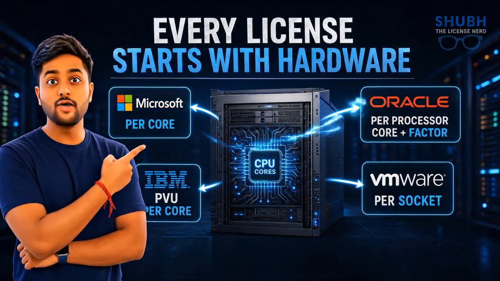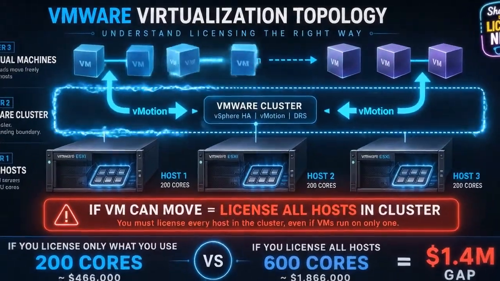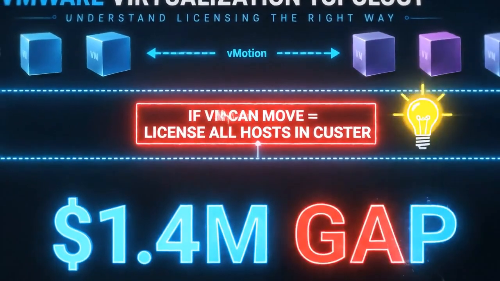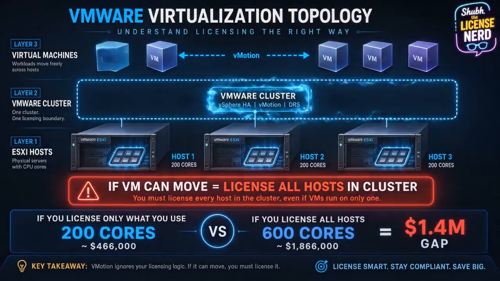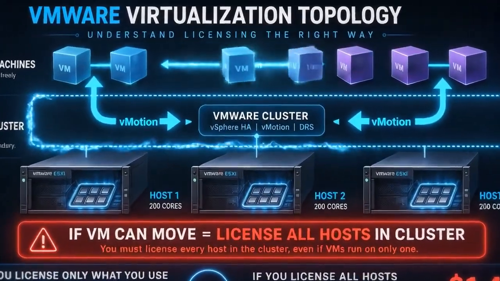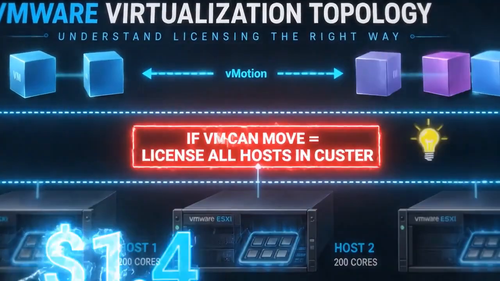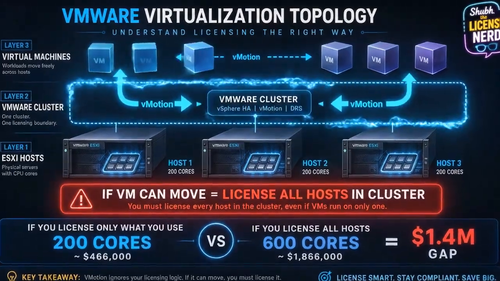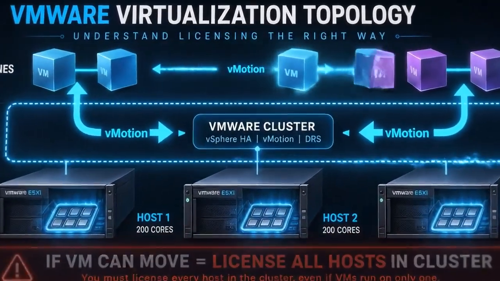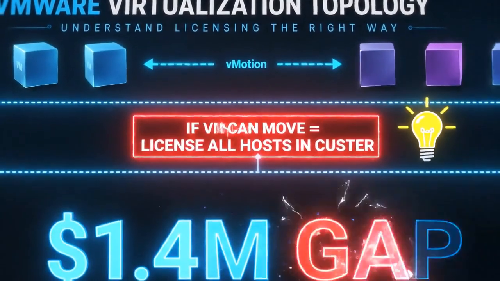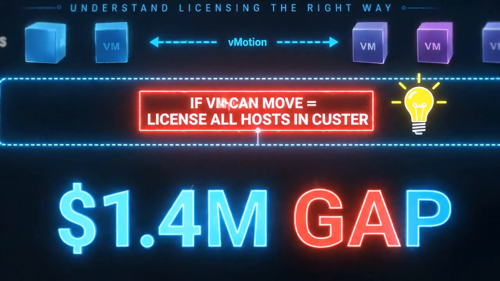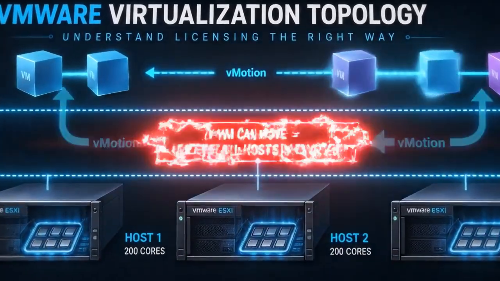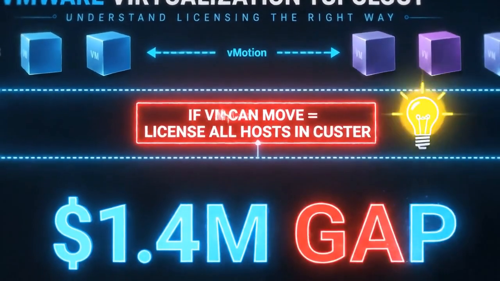Microsoft says you need to license all physical cores in a cluster if VMs can move freely. Oracle says if you're using VMware, you must license every physical core in the entire cluster, not just the host where the database is currently running, unless you use Oracle's own virtualization technology, OVM, or hard partitioning. IBM is more forgiving. They allow sub-capacity licensing with their PVU model, meaning you only need to license the virtual cores assigned to the VM, but only if you deploy their ILMT tool to track usage.